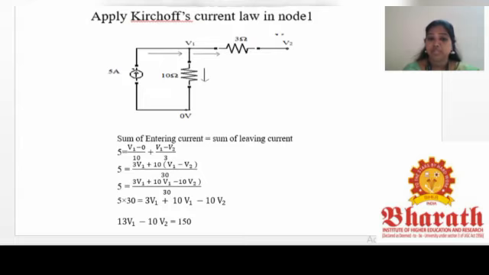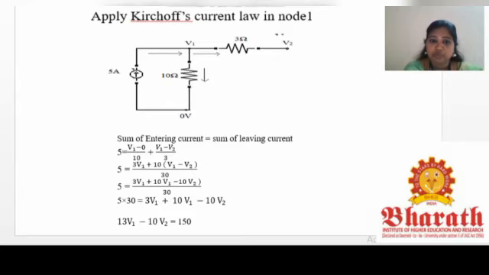So sum of entering current is equal to sum of leaving current, our law is. Okay, so our Kirchhoff's current law is what? Sum of entering current is equal to sum of leaving current. So see here, for node 1, so where is the entering current?